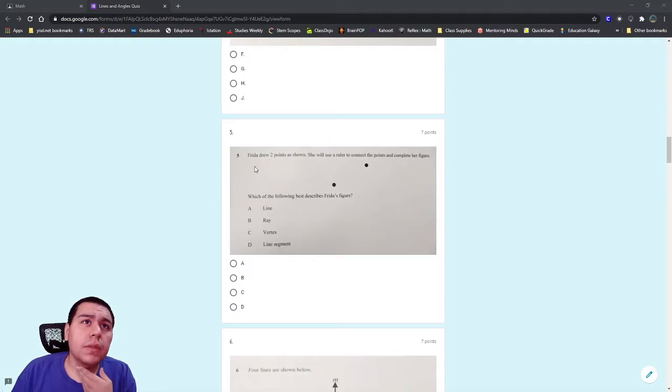Question 5. Frida drew 2 points as shown. She will use a ruler to connect the points and complete her figure. Which of the following best describes Frida's figure? A, line. B, ray. C, vertex. D, line segment.